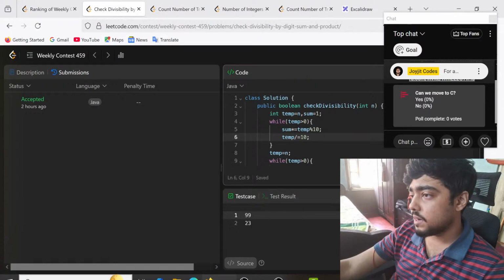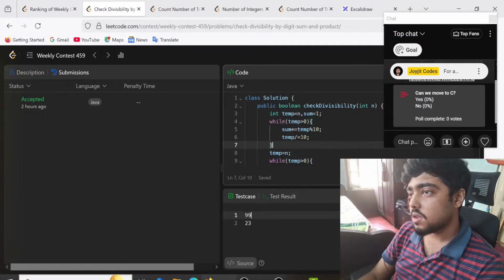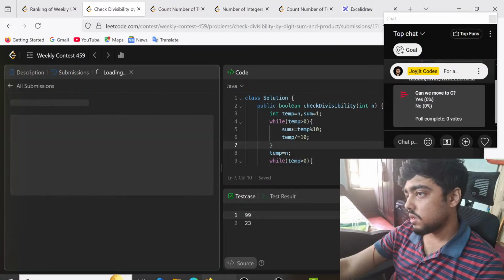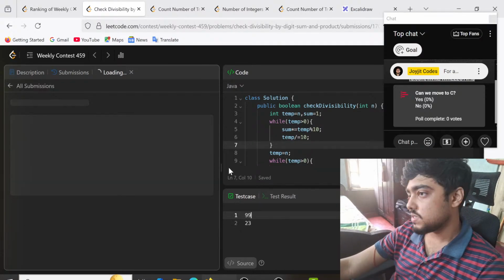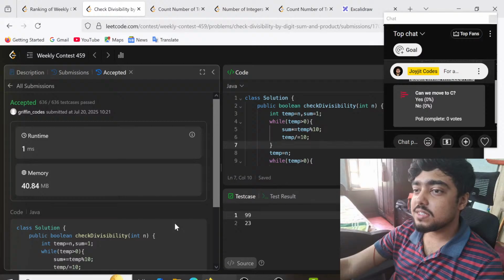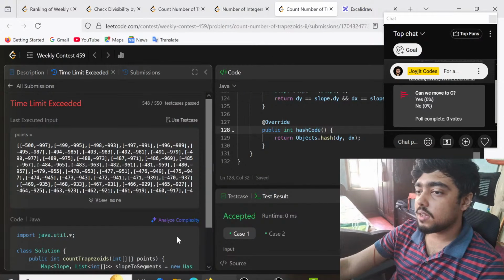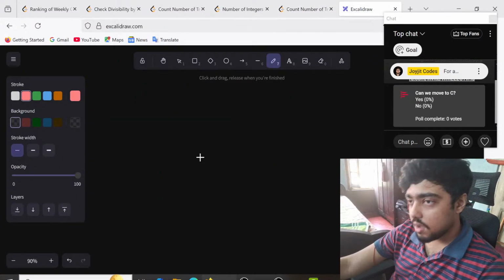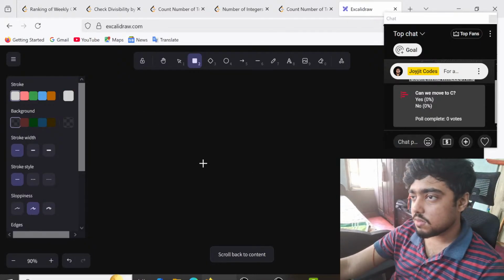What if I submit this solution? Gonna analyze the complexity for this. Why is it analyze complexity? Okay, is it coming only if you are having TLE? I think it comes only if you are having TLE. Okay, anyways, come on, let's finish this.